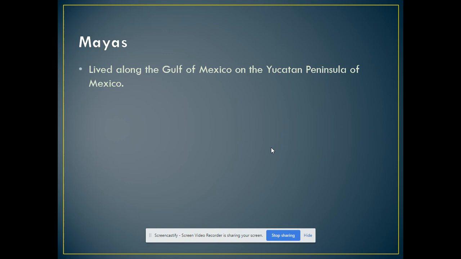But they lived along the Gulf of Mexico and the Yucatan Peninsula. This is where, like, the Cancun area is, if you vacation there. They were mostly farmers. They lived in large city-states. Okay, that's primarily where they lived. And they were very well known for their large cities. They were very warlike, and it's not really known for sure what led to their decline.